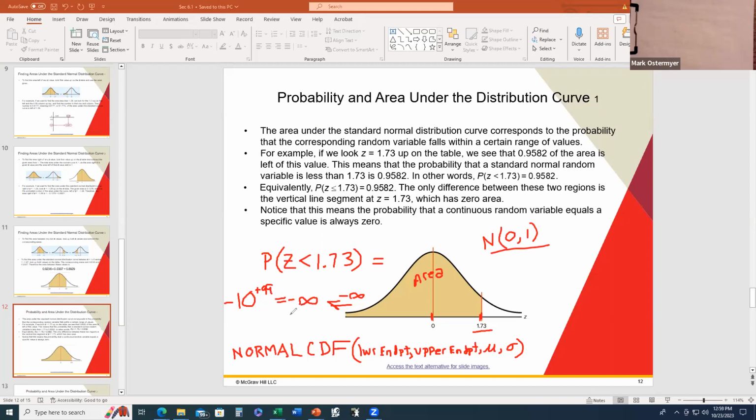That's good enough to call negative infinity, negative 10 raised to the 99th power. Positive infinity: if we go far to the right on an interval underneath the normal distribution curve, that's called the positive infinity direction. We use positive 10 raised to the 99th power to simulate positive infinity. Well, there you go.